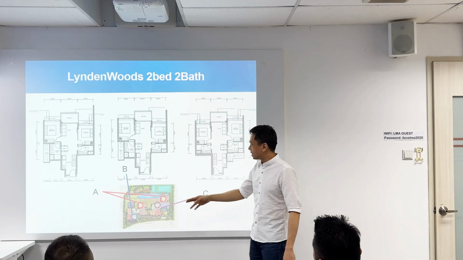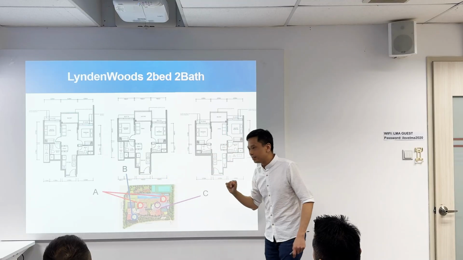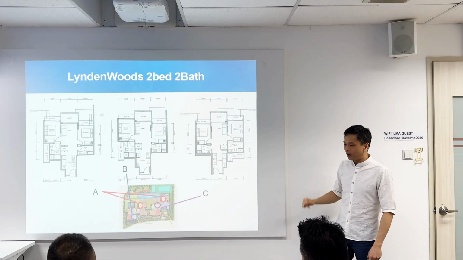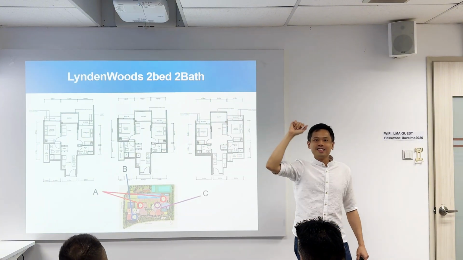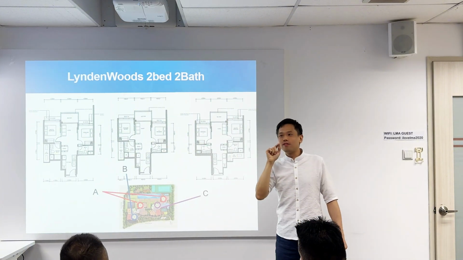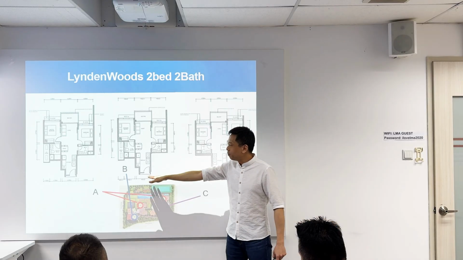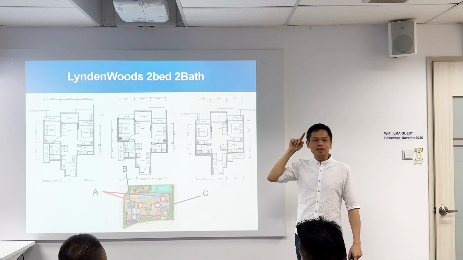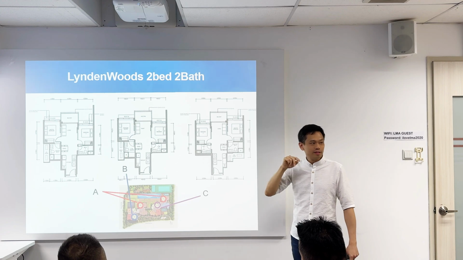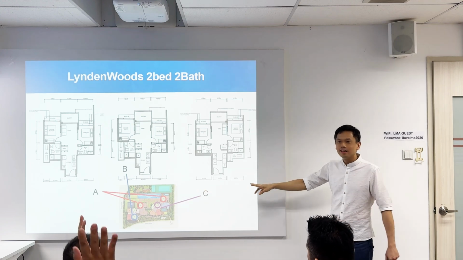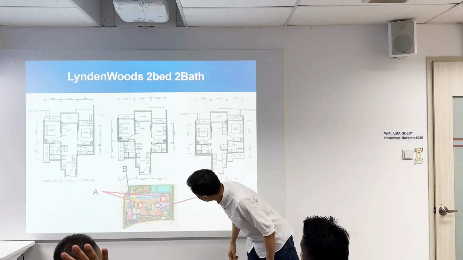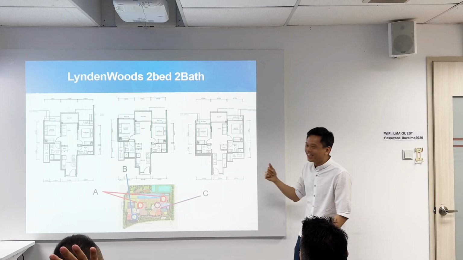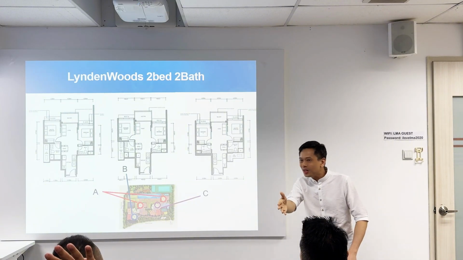2 bed, 2 bath. Okay, there's now A, B, and C. Again, we need to vote. Take 1 minute to look first. Who will choose A? How many? 1, 2, 3, 4. B? 1, 2. C? Just curious, C. Okay, why do you choose C?